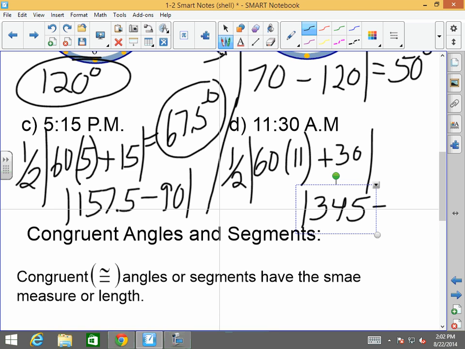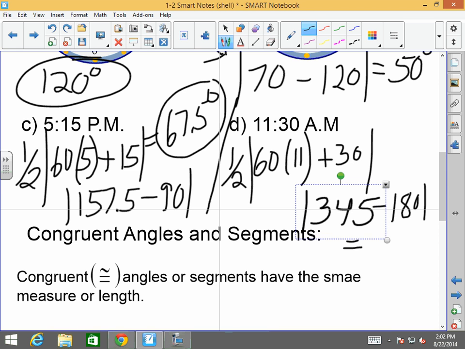minus the degree total for the minute hand. If the minute hand is at 30 and every 5 minutes is 30 degrees, that means there's 6 sets of 5. 6 times 30 is 180. So 345 minus 180, that will equal 165 degrees. Does that make sense?